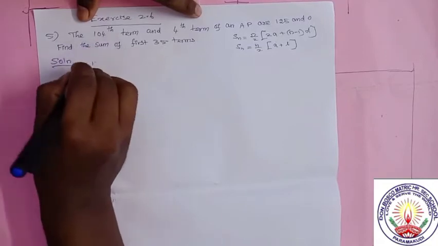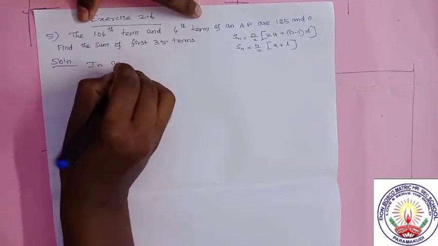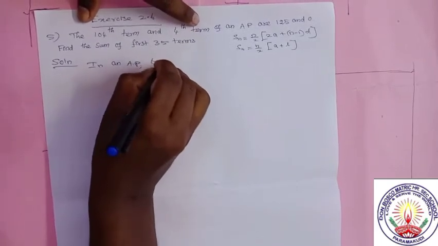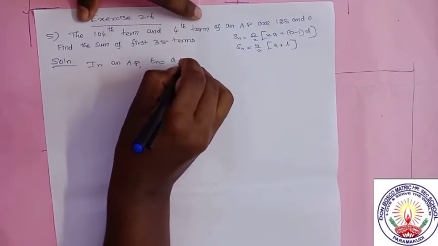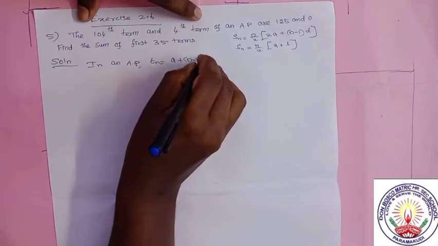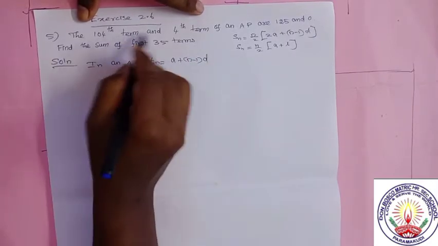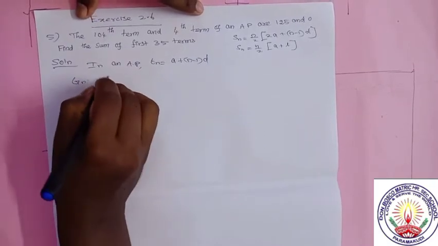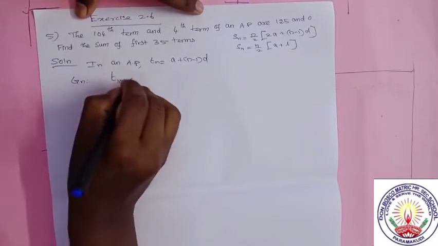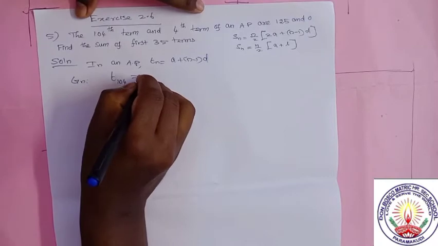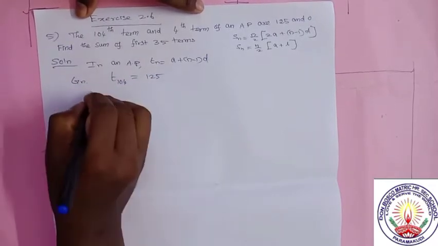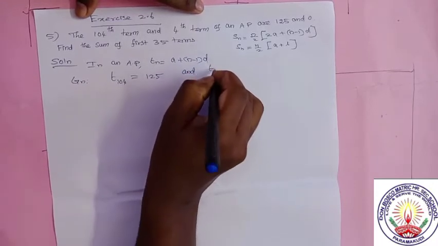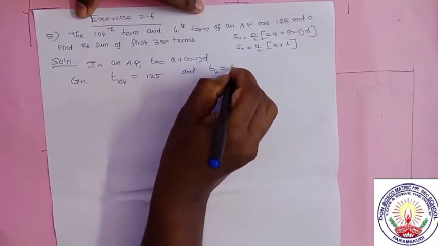So first, we know in an AP, the nth term is equal to A plus n minus 1 into D. Since the terms are given, we have taken the nth term. Now what is given? The 104th term, T104, is equal to 125, and the fourth term, T4, is equal to 0.